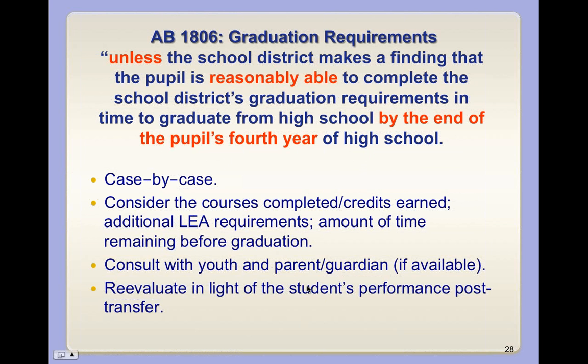Okay, last piece I want to talk about before we get to our presenters from a school district. The last piece of AB 1806 talks about we need to provide this exemption to the students unless the school district makes a finding that the pupil is reasonably able to complete the graduation requirements in time to graduate within 4 years. So what does that mean, to be reasonably able to complete those requirements? Well, it's going to be a case-by-case decision, really depend on how much that student has advanced in his or her studies, how many credits are left, how much time is left. Obviously consulting with the youth and that educational decision maker if available.